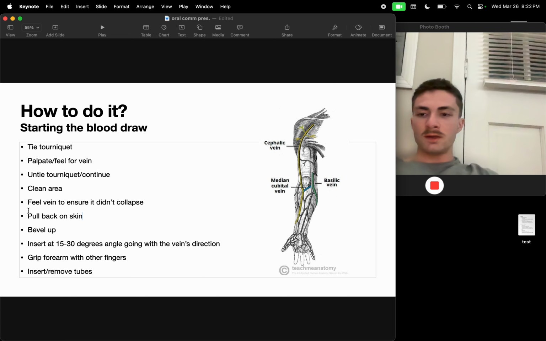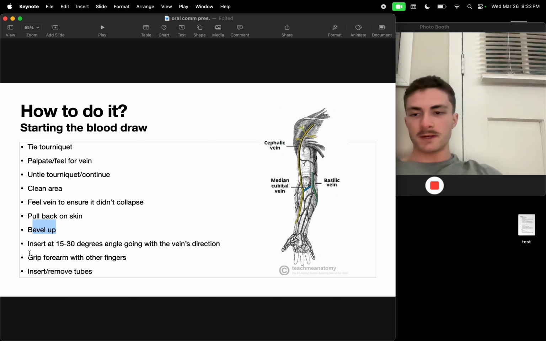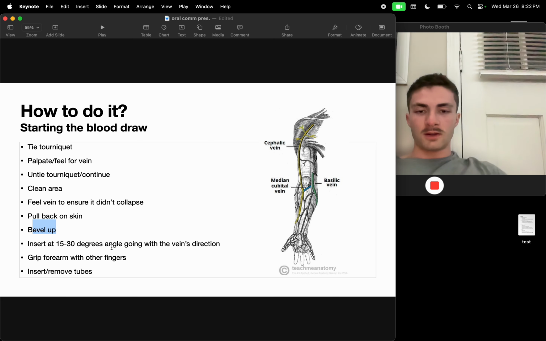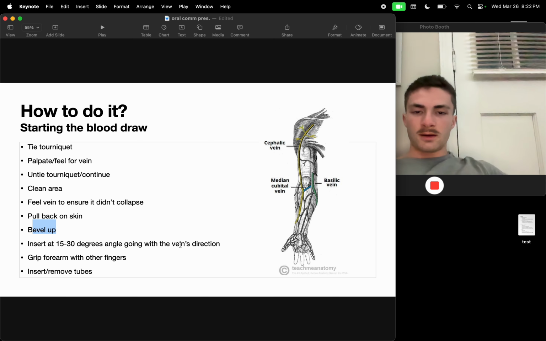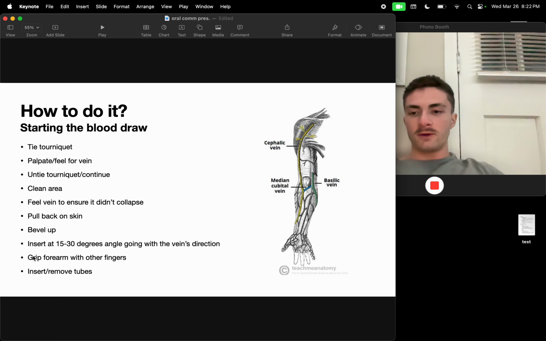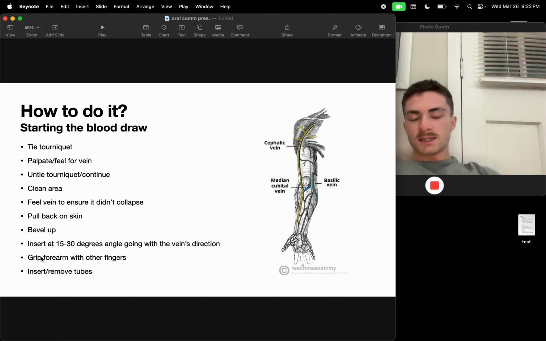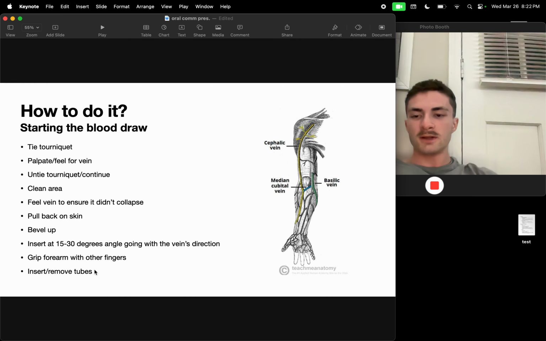And then once you're actually doing it, you want to pull back on the skin with your other hand, your non-dominant hand, and with the bevel up, you want to insert at a 15 to 30 degrees angle going with the vein's direction. You don't want to go too far in, you don't want to not go far enough. For that, though, you kind of just have to get a good feel for it. And then with your other fingers that's not holding the needle, you want to grip the forearm, like the underside of the forearm, so that you can have stability for when you're inserting and removing the tubes.